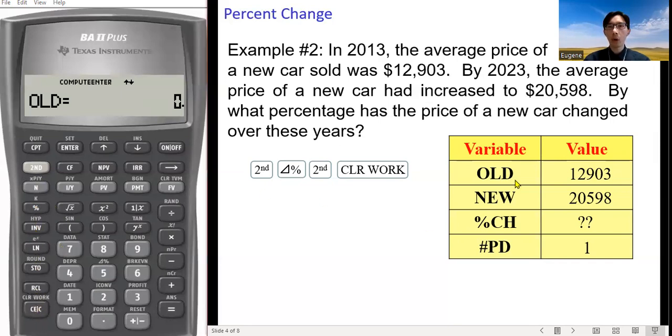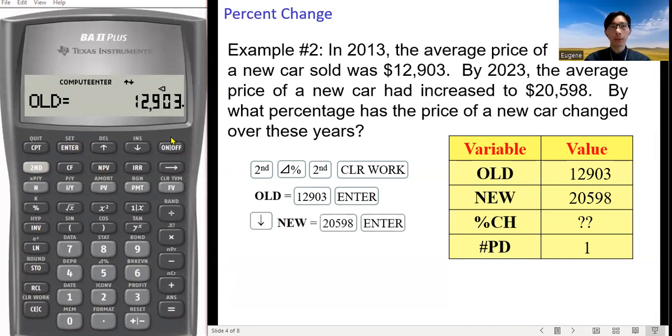Enter the variable O, 12,903. Press enter. And then the variable new, press the down arrow key and key in 20,598. Press the enter key.